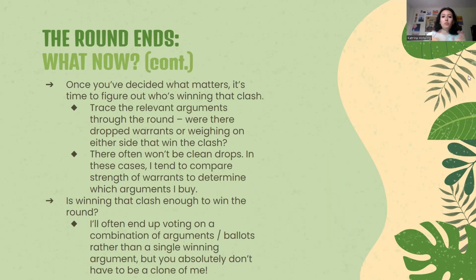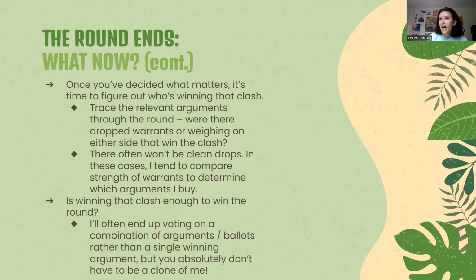Once you've decided then what matters in the round, it's time to figure out who's winning that clash and who's winning under the framework you've created for evaluating the round. I think the easiest way to do this is to start to trace the relevant arguments through the round, starting at the beginning of the round, i.e. look at what PMC and LOC said about these arguments. Look at if there were drop warrants or weighing on either side that win this clash.